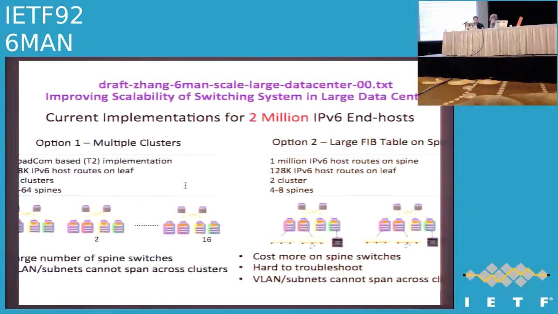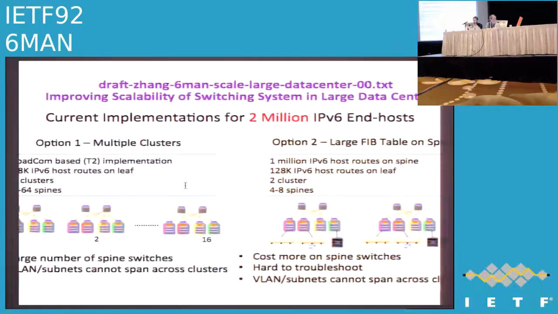The thing is, for the ASIC producer, they think it is too expensive to make a big FIB table. You don't want to put a few million FIB entries into the ASIC, that'd be too expensive. So normally they use a smaller size, like a Broadcom-based Trident4 ASIC. They only support 128K IPv6 host routes. Then what to do? If a customer wants 2 million VMs, what do they do?